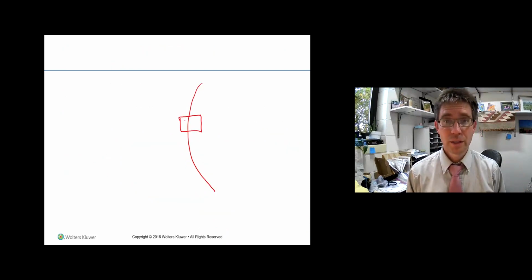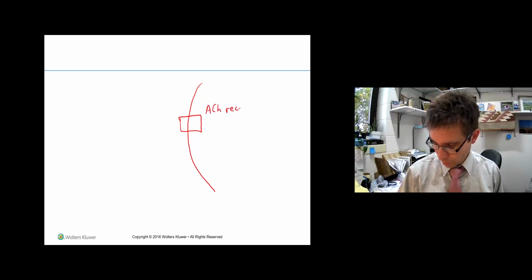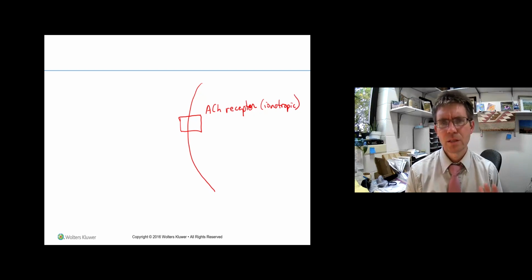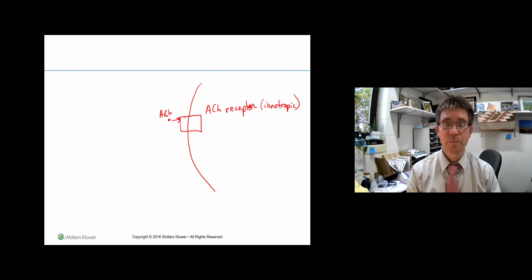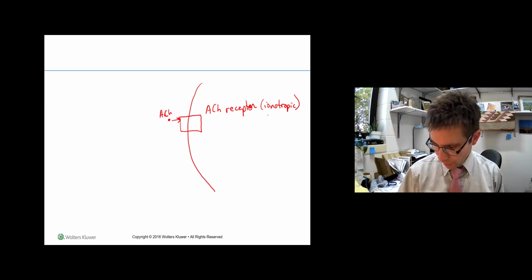Okay, let's talk about this receptor, and let's call it an acetylcholine receptor. And so it's ionotropic, and so I know that it's going to let in cations. So what would happen if I had acetylcholine here, this neurotransmitter ligand, that bound to and activated that channel? What would it do? It would open. It's gated by acetylcholine. What would happen when it opens? So it's a cation channel.